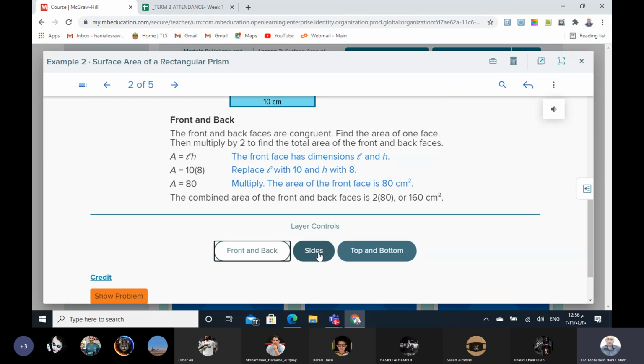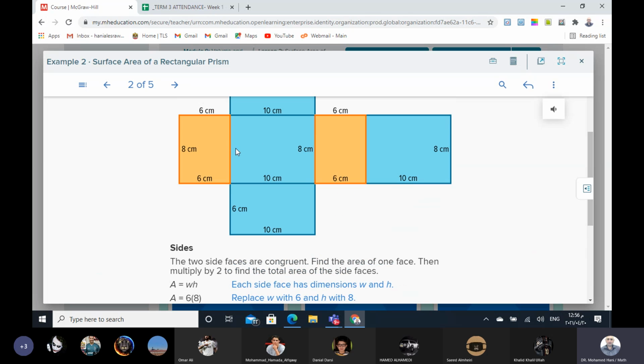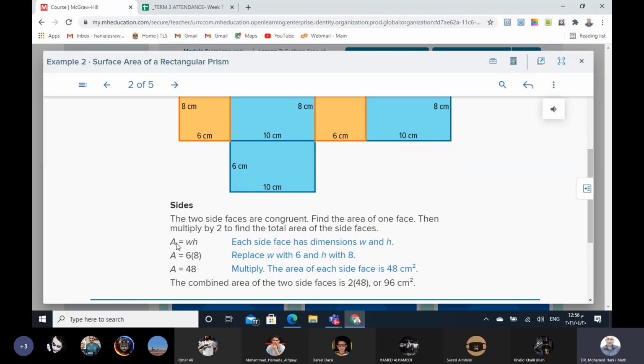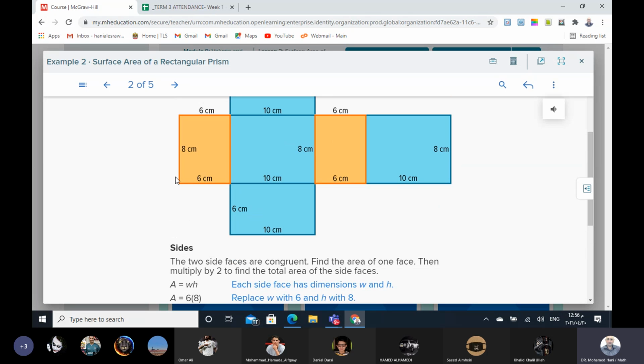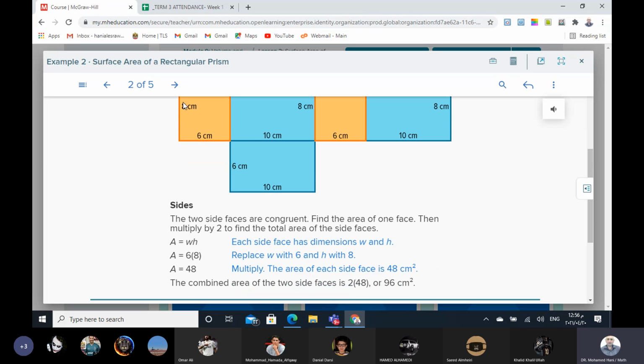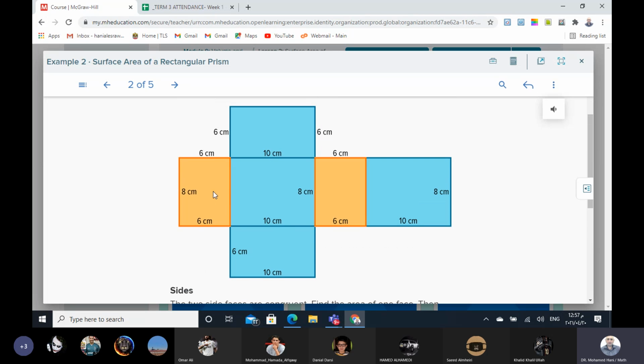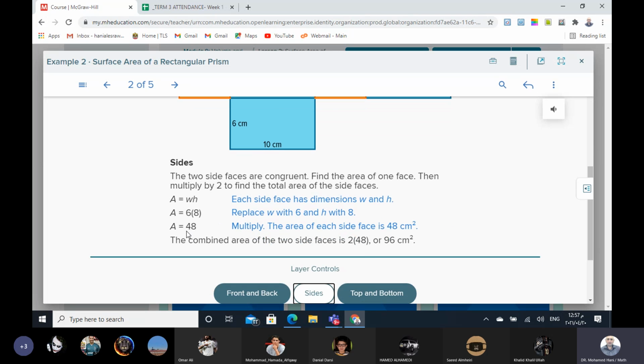Now we want to find the areas of the sides. These are the sides here and here. As you see here, we have 8 and here we have 6. Also the type is rectangle. So start from the formula, A equals width times height. Means 6 times 8 will be 48. And we have two congruent faces, means multiply the area by 2. 48 times 2 will be 96 centimeters squared.